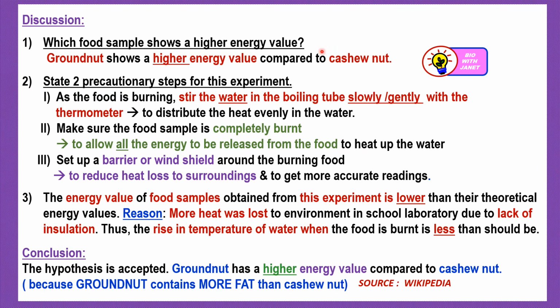Now, discussion. Which food sample shows the higher energy value? Groundnut shows the higher energy value, okay, compared to cashew nut. State 2 precautionary steps for this experiment. So this is important also for paper 3 question.